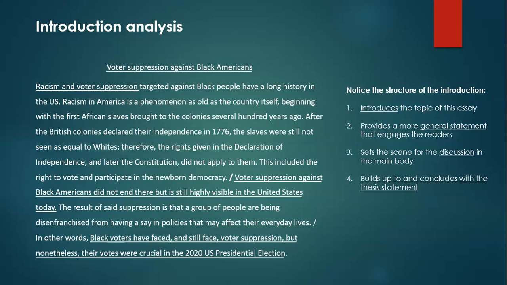Next, the writer sets the scene for the discussion in the main body. Voter suppression against Black Americans did not end there, but is still highly visible in the United States today. The result of said suppression is that a group of people are being disenfranchised from having a say in policies that may affect their everyday lives. And finally, with these sentences, she has also built up to the thesis statement.